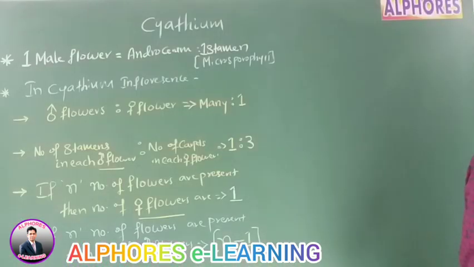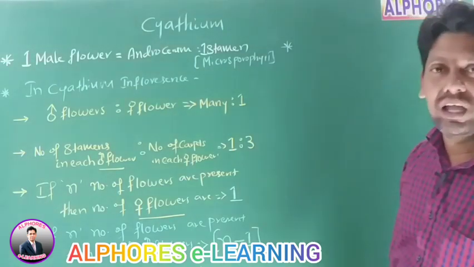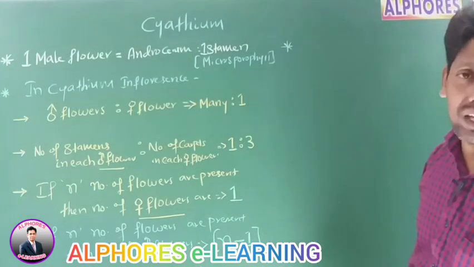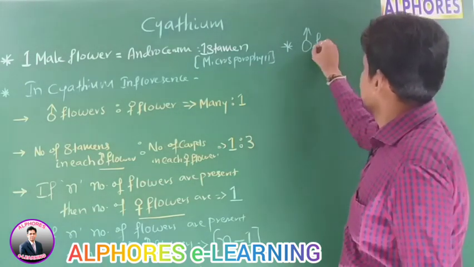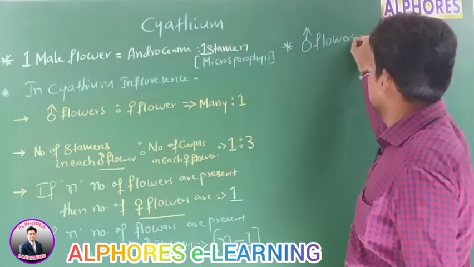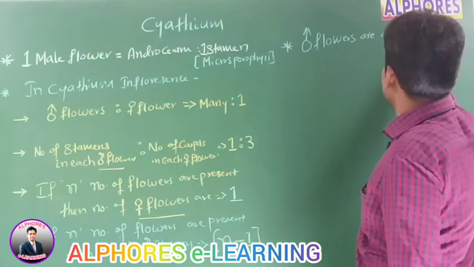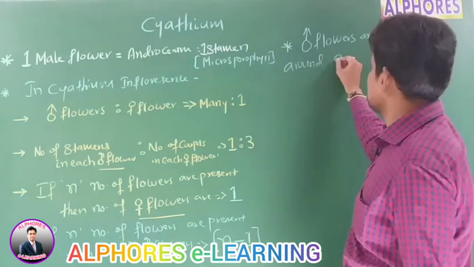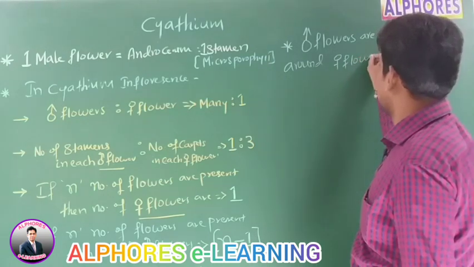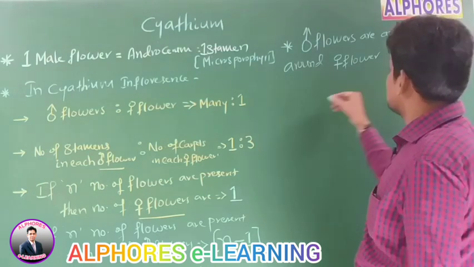Sir, which flowers are surrounding which flowers? Male flowers are surrounding the female flowers. Yes or no? Right. Sir, these male flowers are arranged around the female flower in monochasial scorpioid cyme manner. Which flowers? Male flowers are arranged around the female flower. Only one is there, no? Around the female flower, in which manner, sir?